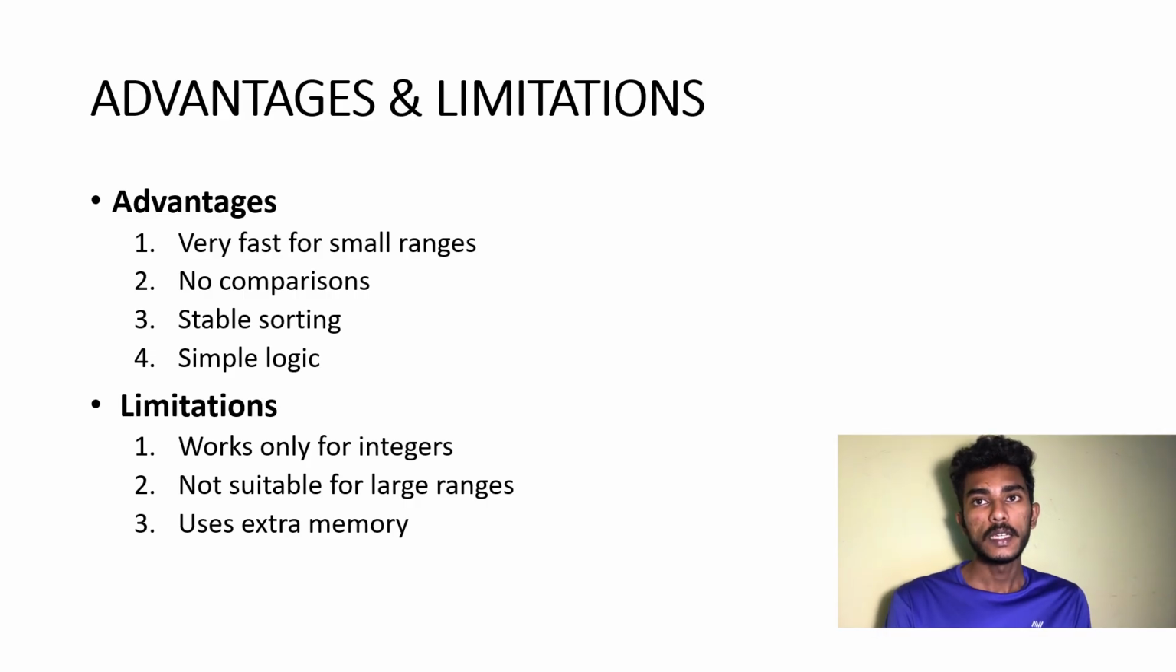Advantages and limitations. Advantages: very fast for small ranges, no comparisons, stable sorting, simple logic. Limitations: works only for integers, not suitable for a large range, uses extra memory. So counting sort is powerful but only in the right situation.